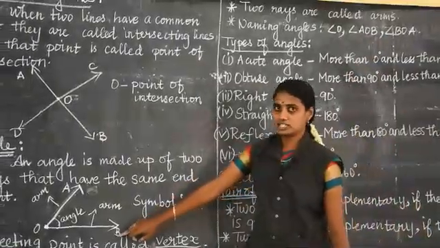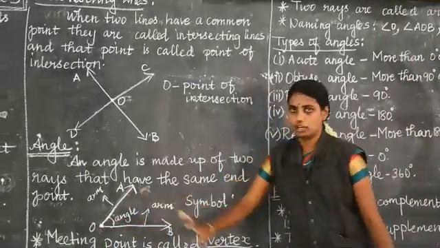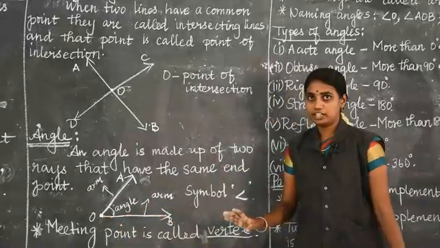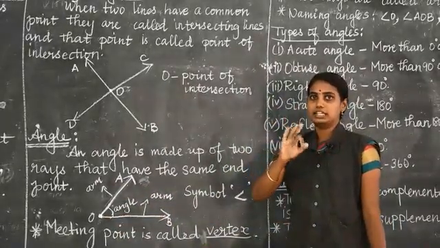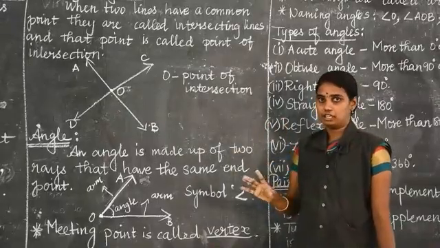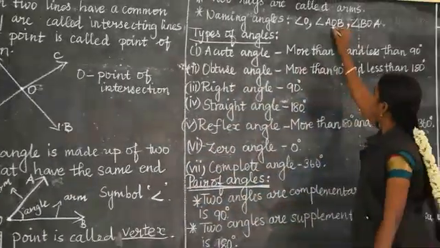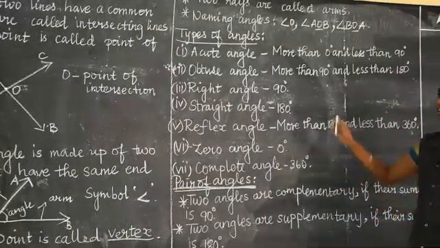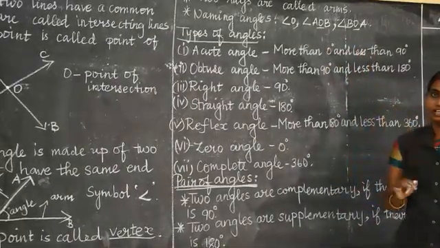Likewise, you can write B, O, A also. B, O, A is also correct. AOB is also correct. When you write the three-letter name, the middle letter should be where the angle is formed. So the middle letter O should not be changed. These are the three ways of naming angles.